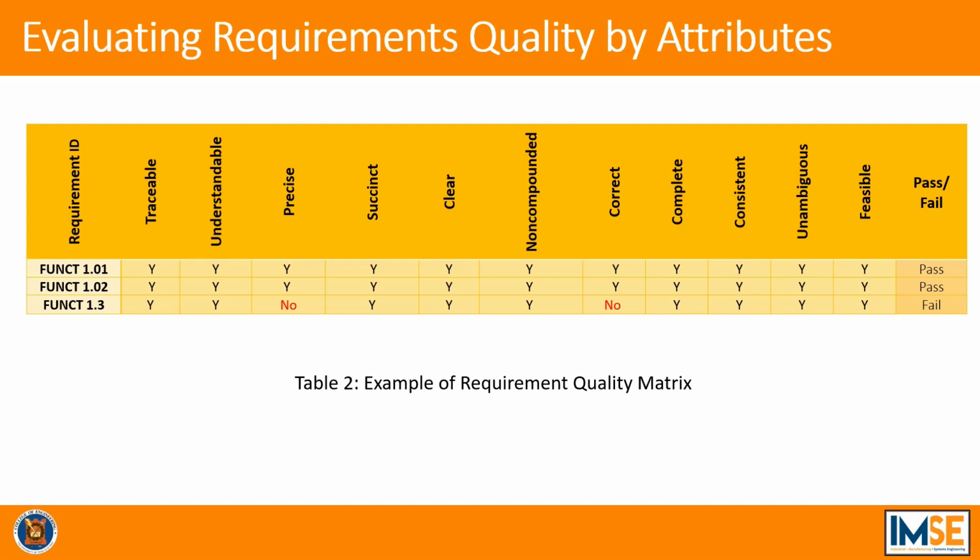Each system requirement should be analyzed using the characteristics defined before and approved if it meets all the defined quality attributes, giving form to the requirement quality matrix shown here as an example.